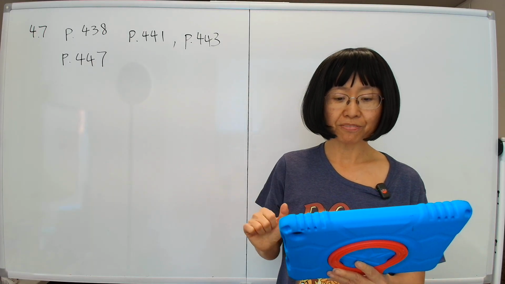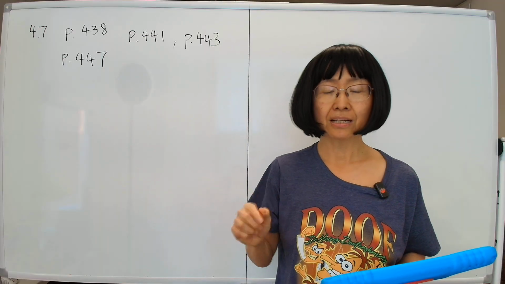To find the extreme values of a function on a closed and bounded set, you have two things to do.